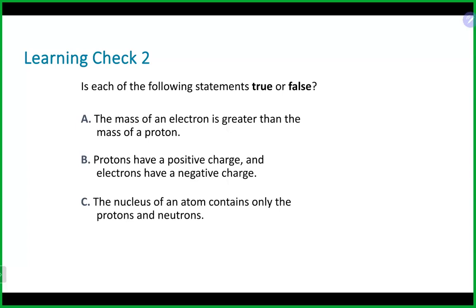True or false? The mass of an electron is greater than a proton. Which one's the heaviest? Proton, electron, neutron? Close. It is the neutron, which just barely edges out the proton. They're very close, but the neutron's actually the heaviest, which makes the electron the lightest of all of those. So that should be false, right? Protons have a positive charge. Electrons have a negative charge. That is true. The nucleus of an atom contains only protons and neutrons. That is true as well. Any questions on those?